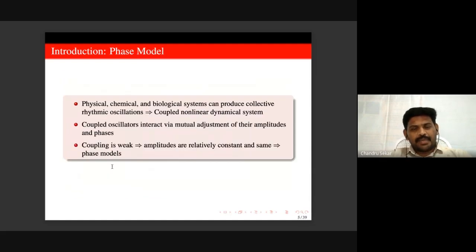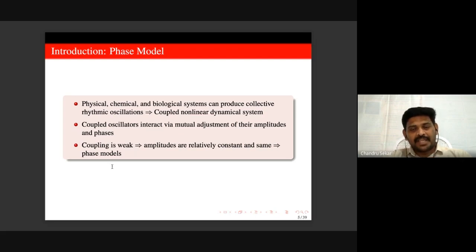Many physical, chemical, and biological systems can produce collective rhythmic oscillation, which is elegantly described mathematically using coupled nonlinear dynamical systems. These coupled oscillators interact via mutual adjustment of their amplitudes and phase.